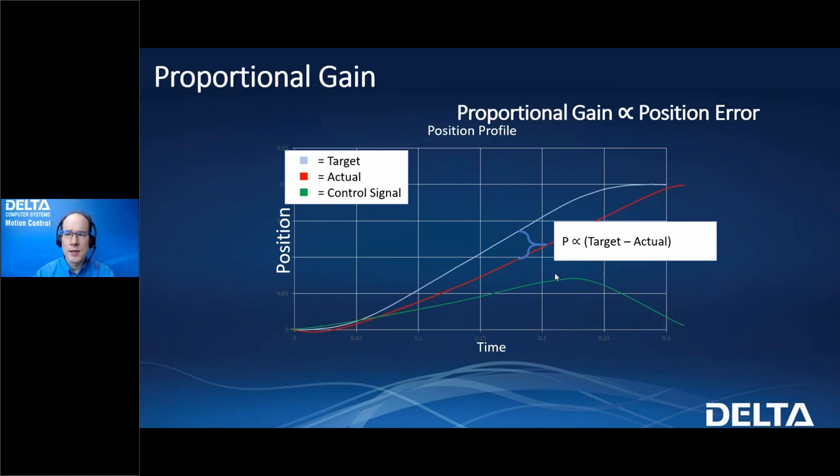The proportional gain is the main gain of a system. If you can only pick one, that's what you would do. And it generally does control in a very intuitive way, like you and I would control something.